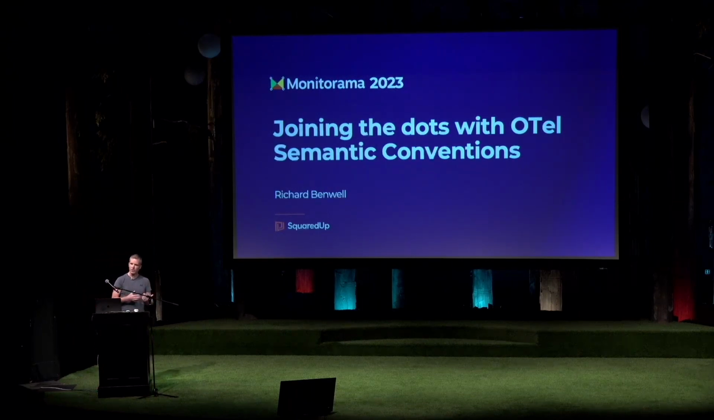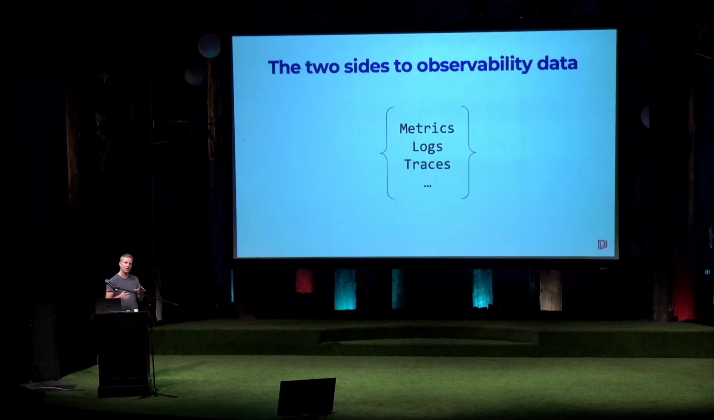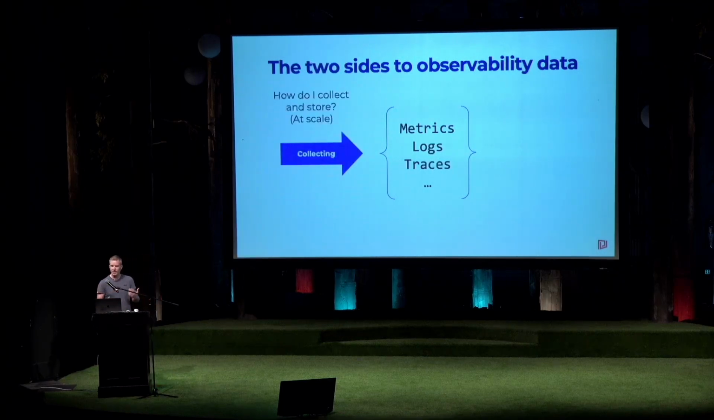Today I'm talking about joining the dots with OpenTelemetry semantic conventions. But before I get to that, I just wanted to frame the conversation around what I see as the two sides of observability data. On one side, we have the question of how do I collect and store that data? And the problem there is how to do that at scale. And there are two types of scale. There's the amount of data, but there's also the scale of the systems that we are monitoring, so the number of applications, services, and the infrastructure.